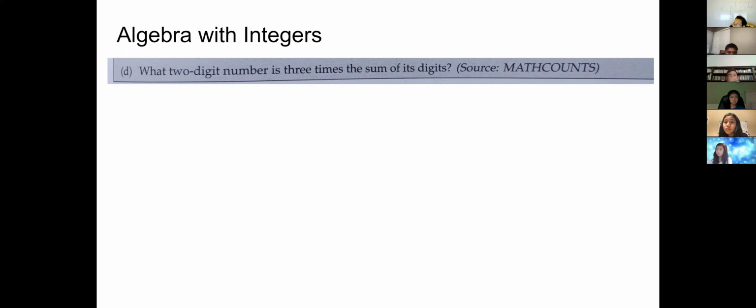Let's move on here. So we got another warning. It's gonna end pretty soon. So a 2-digit number, 3 times the sum of digits. Okay, let's give 2 minutes. I expect a lot of people to figure this out, okay?